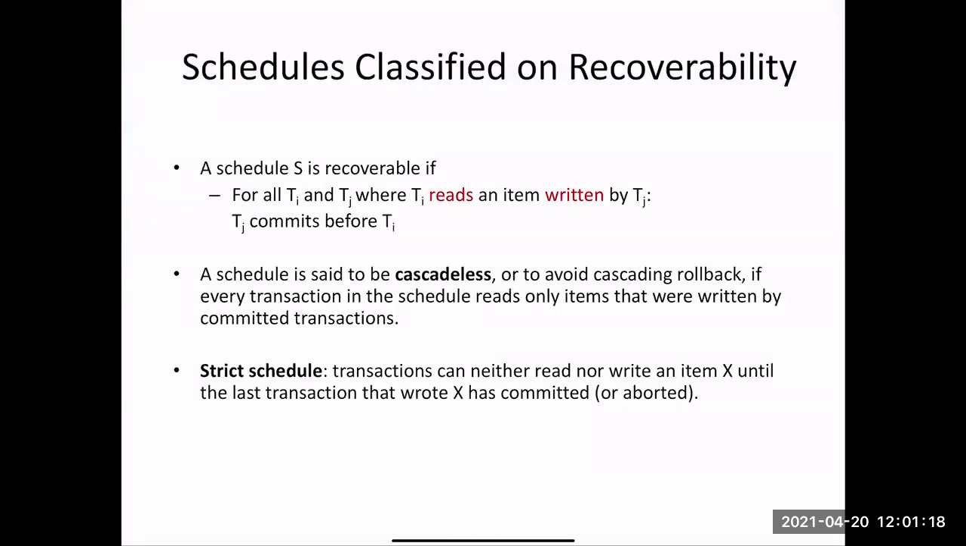In the lecture, we talked about the recoverability of schedules and transactions. We said that a schedule S is recoverable if for all transactions Ti and Tj that occur in that schedule, where Ti reads some item that was previously written by transaction Tj, it holds that Tj commits before Ti. So you can read items that were written by other transactions, as long as the transaction that wrote the item is the one that commits earlier. This is the weakest recoverability condition.